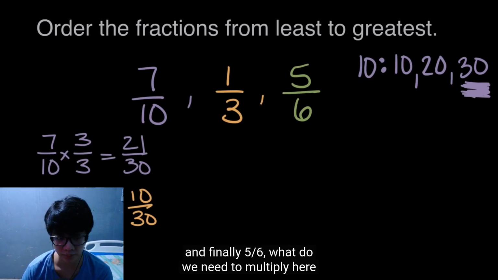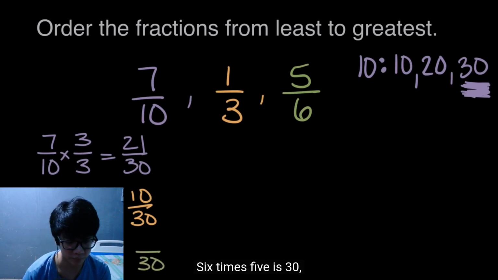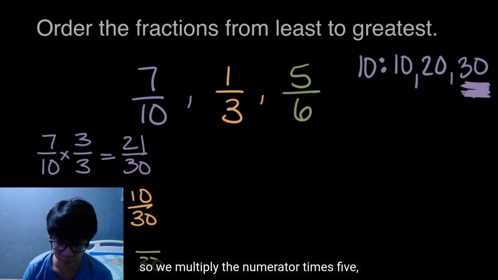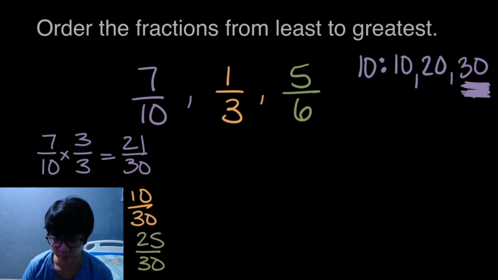And finally, 5/6. What do we need to multiply here to get 30? 6 times 5 is 30. So we multiply the numerator times 5, and 5 times 5 is 25.